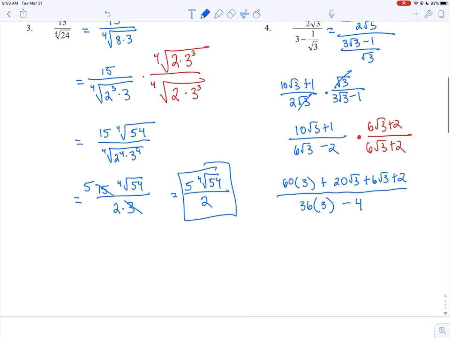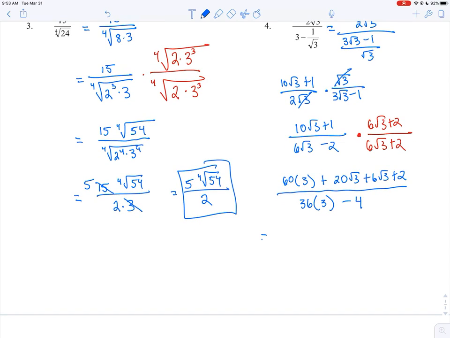From here, we've got the radical out of our denominator. We just need to clean this up a little bit. So if we simplify, we are at what? We're going to be at 180 plus, say, 26 rad 3 plus 2, all over 36 times 3, we're going to be at what? We're going to be at 108 minus 4, right? So we get down to, we're at 182 plus 26 rad 3 all over 104.